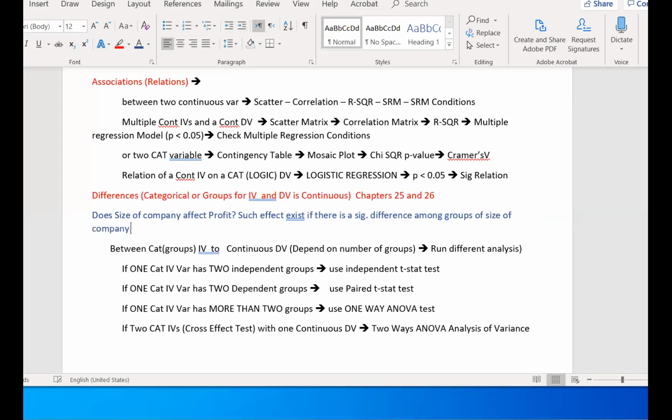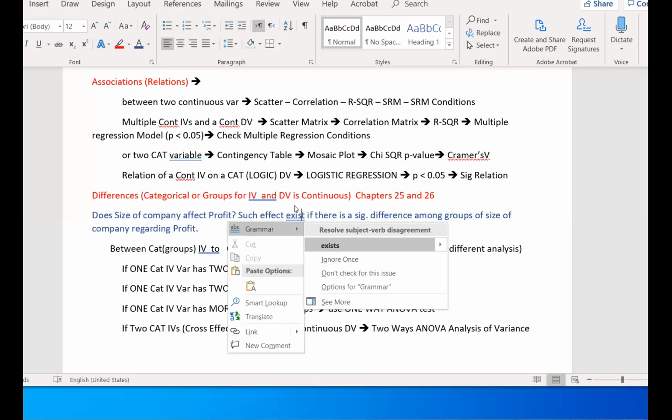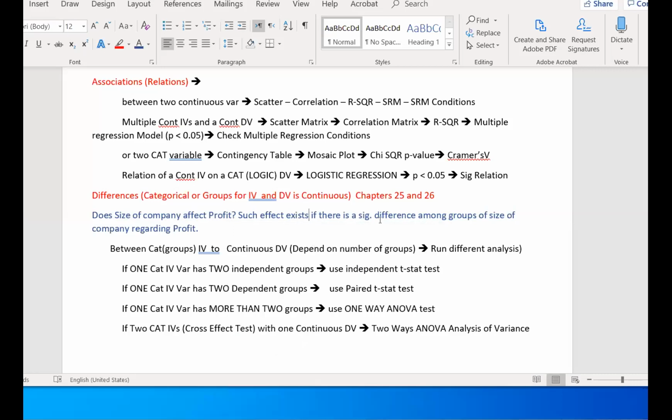Does that make sense? Of course, regarding profit, because profit was DV, right? I have to write the DV here. So this effect from size to profit exists if we have an existing difference among the groups in size. Okay, that's how we look at it. That's where this turns into a hypothesis test of differences. So let's just do it.